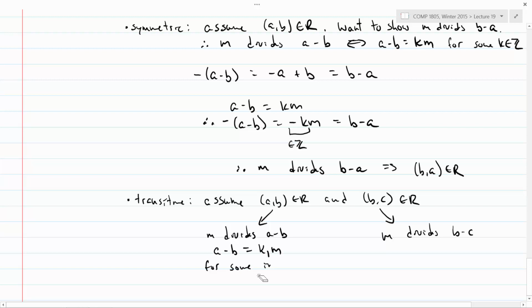Well, if m divides a minus b, that's exactly the same thing as saying a minus b equals k1 m for some k1 that's an integer. And this means that b minus c equals k2 m for some integer k2. All right. And notice that these are different, right? k1 and k2 might be different. They almost certainly will be.